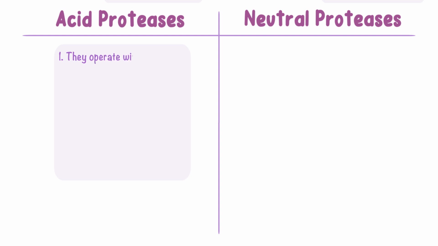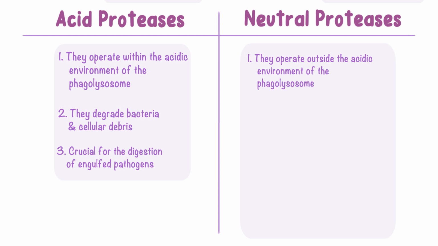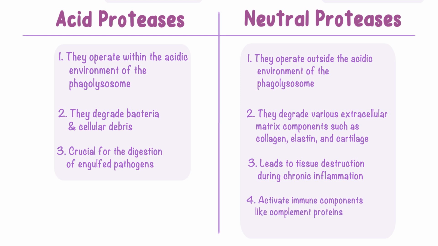Acid proteases are enzymes that operate within the acidic environment of the phagolysosome, where they degrade bacteria and cellular debris. They are crucial for the digestion of engulfed pathogens. Neutral proteases, on the other hand, act outside the phagolysosome and can degrade various extracellular matrix components such as collagen, elastin, and cartilage. While this activity is important for tissue remodeling, it can also lead to tissue destruction during chronic inflammation. Neutral proteases also play a role in activating other components of the immune system, such as complement proteins and kinins, by breaking down their precursor molecules.